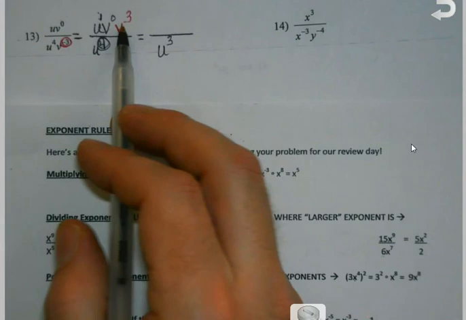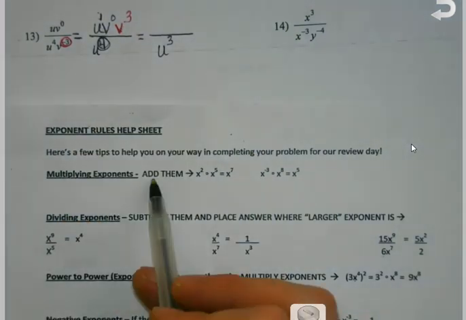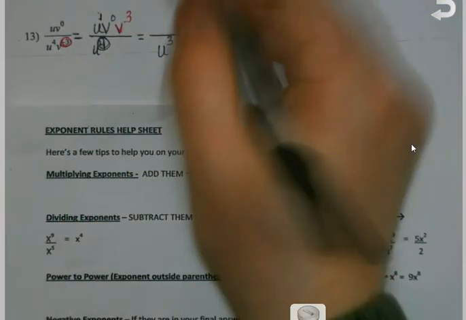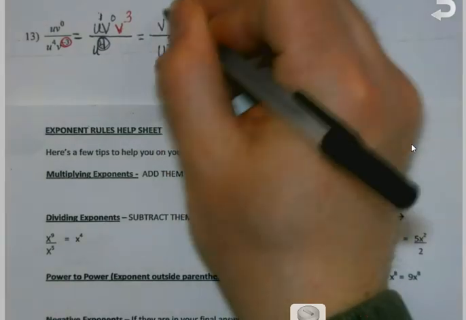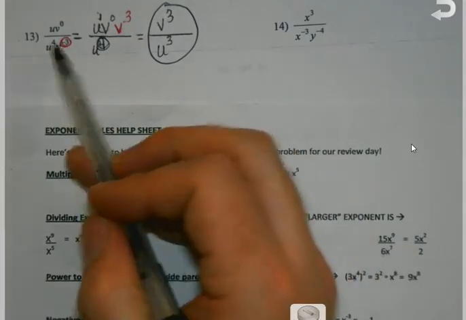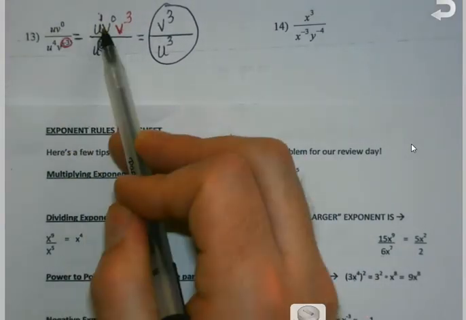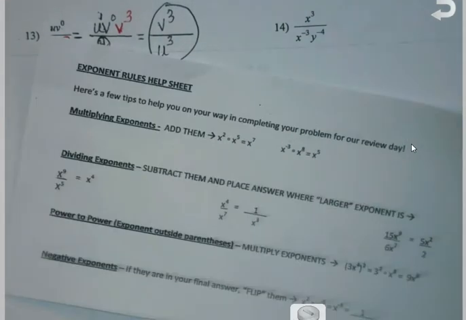My v's are now in the same place. They're both up in the numerator, so I'm multiplying them, which means I add their exponents. 0 plus 3 is 3, and I'm good. But it all comes back to: can I deal with that negative exponent? Can I get it to the spot where it needs to be? Also notice I'm only flipping if it's a negative exponent. My u to the fourth didn't flip. V to the 0 didn't flip. U to the positive 1 didn't flip. The only one that flips is the negative.